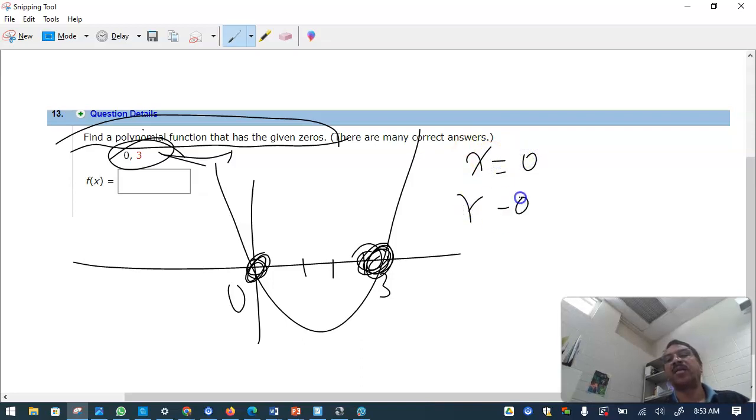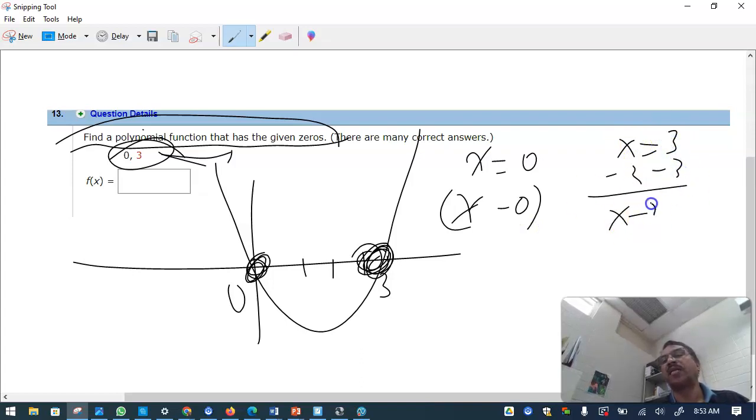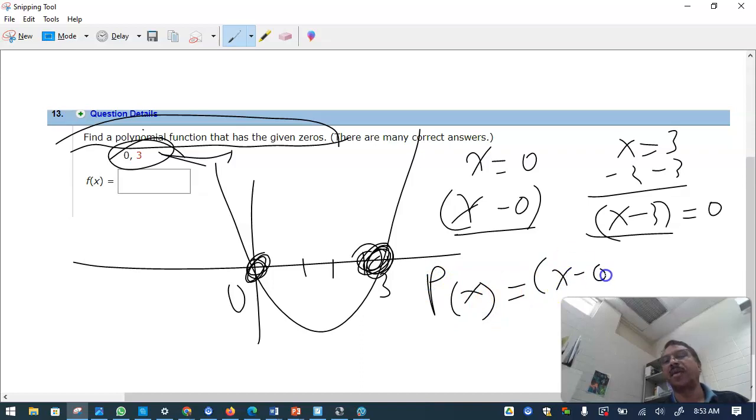That means x minus 0 is one of the factors. And the second one is x equals 3. If you subtract 3, x minus 3 also gives you 0. So the two factors are these, and you can create a polynomial by writing the factors x minus 0 and x minus 3, and you're done.